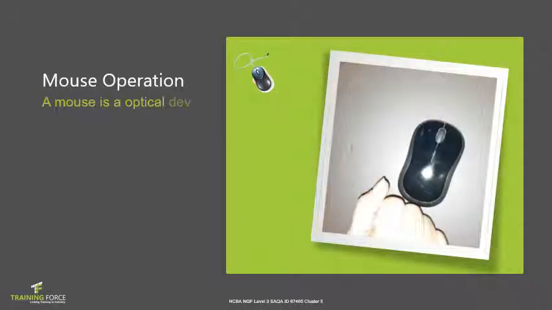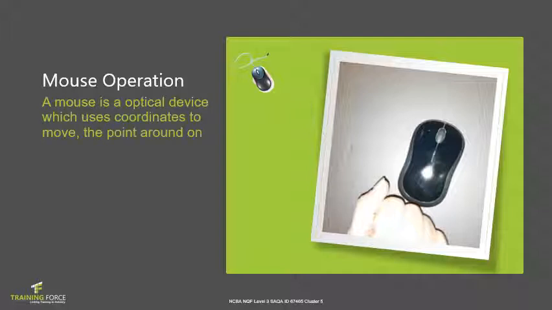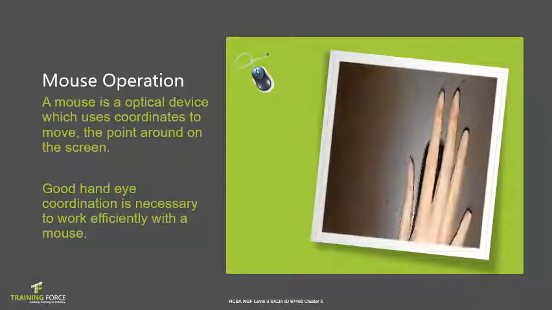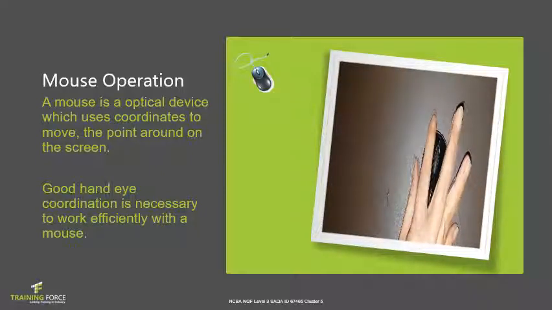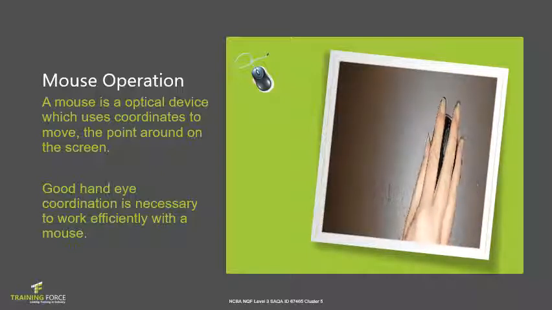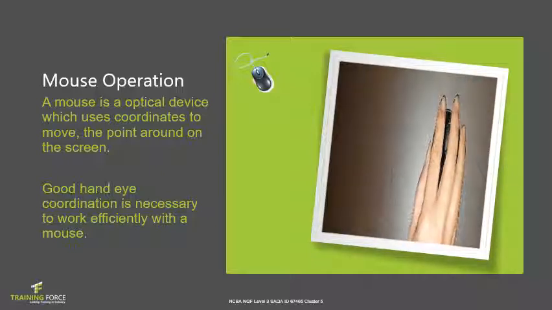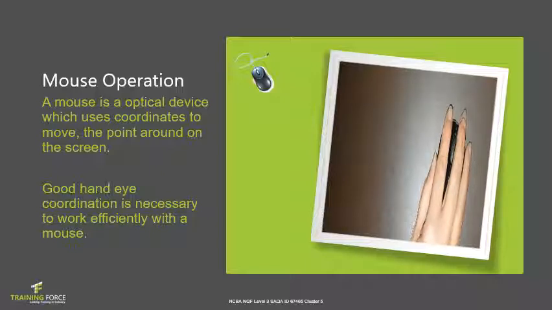A mouse is an optical device which uses coordinates to move the pointer around on the screen. Good hand-eye coordination is necessary to work efficiently with a mouse. Hold the mouse securely with the hand of choice, mostly the right hand. Your right thumb must lightly press the left side of the mouse. Your index finger carefully placed on the left button. Middle finger on the right button. Ring finger and little finger carefully stabilized on the right of the mouse. Lift your wrist, don't lean it on the back of the mouse.